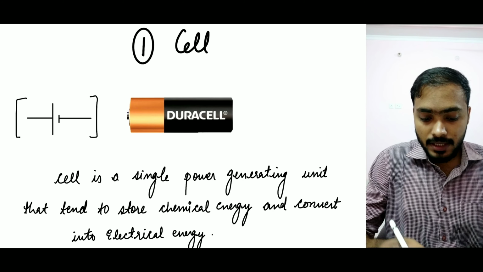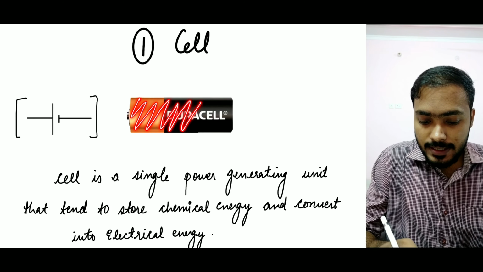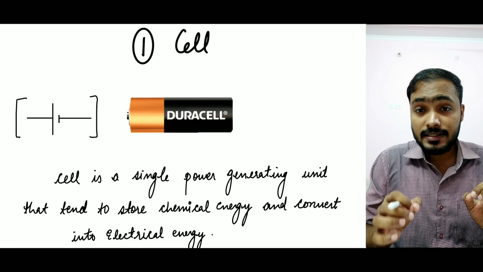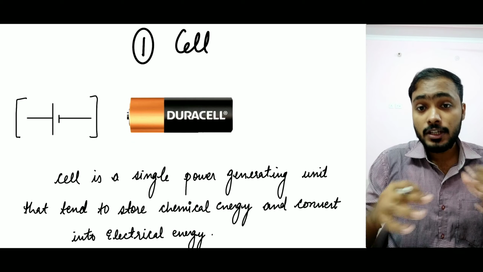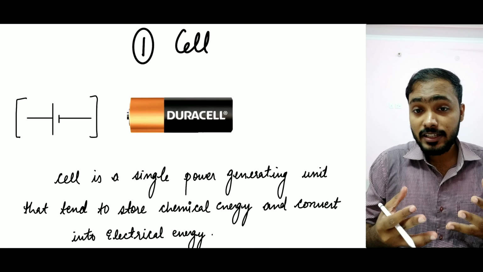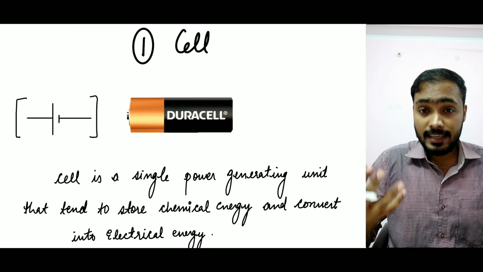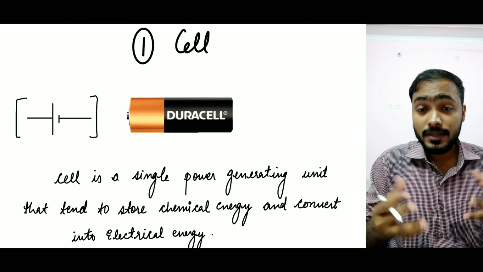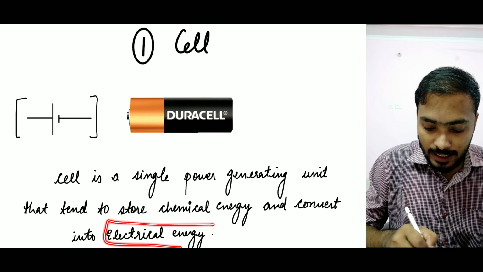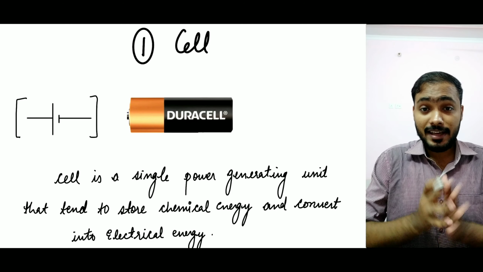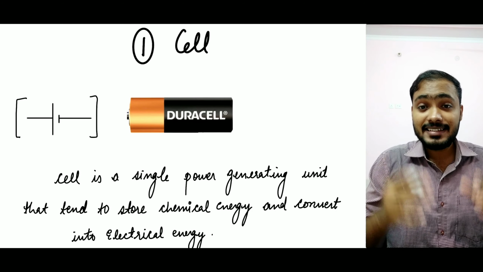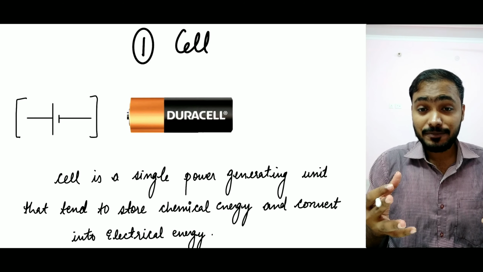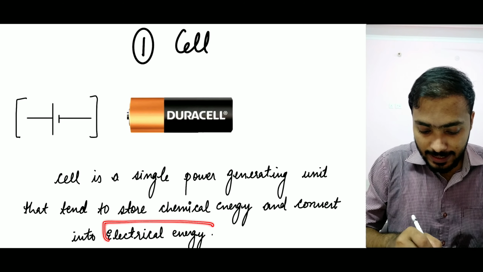Now you have to understand, inside this cell you have some chemical reactions that are going on. Now these chemical reactions are exothermic in nature. So as they are exothermic in nature, what is going to happen? They will release chemical energy. Now the cell actually stores that chemical energy and then converts it into electrical energy for our use. I hope that is understandable. So what is a cell? A cell is a single power generating unit which stores your chemical energy and converts it into electrical energy for our use, right?